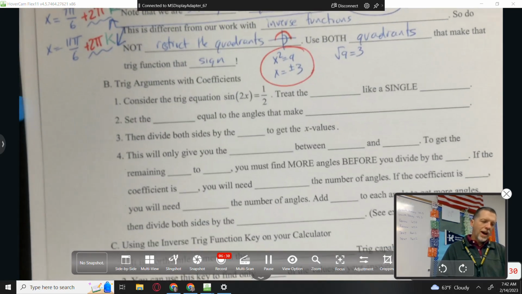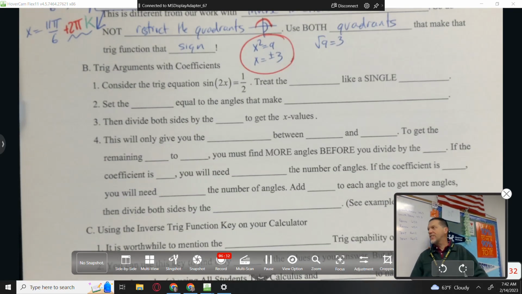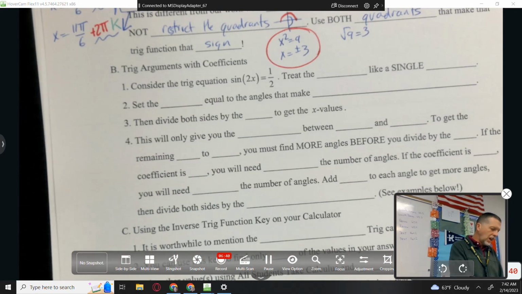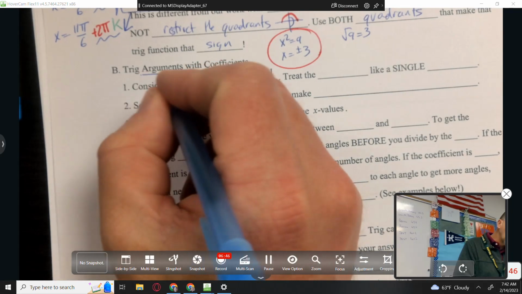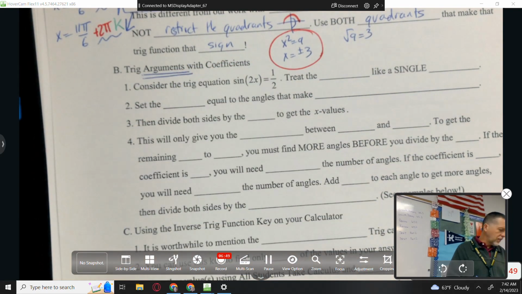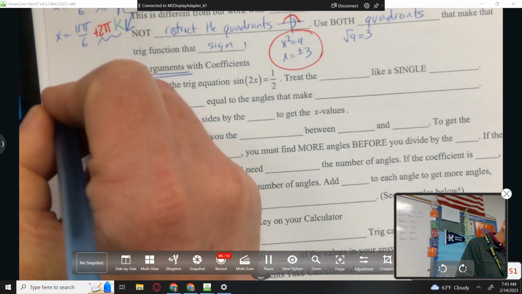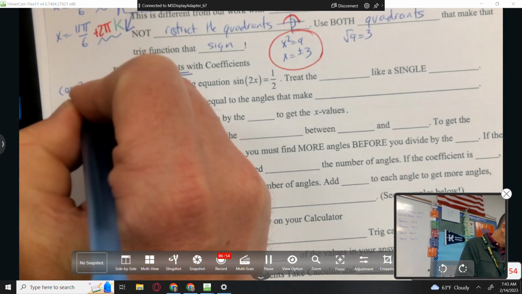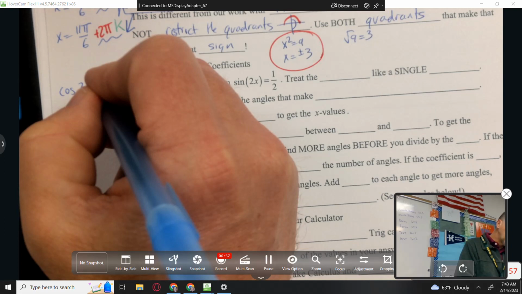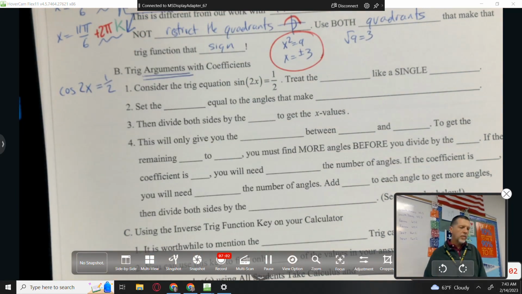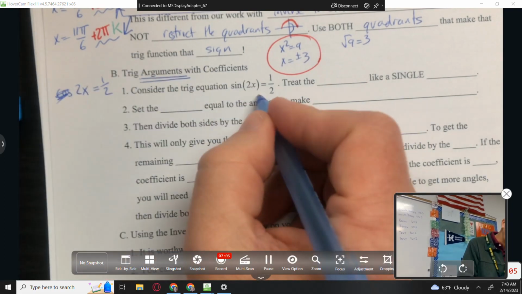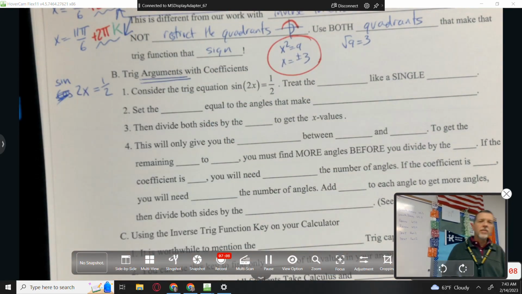All right, that's not too bad if you know your unit circle. If you still don't know your unit circle, today is just going to be a disaster. I don't know how else to say it. You've got to know your unit circle. What makes today a little tricky is trig arguments. Argument is the thing you're taking the sine or cosine of, with coefficients. So let's do cosine of 2x equals 1/2. Oh, you know what? Let's do sine of 2x equals 1/2 because that's what it said to consider. Sine of 2x equals 1/2.